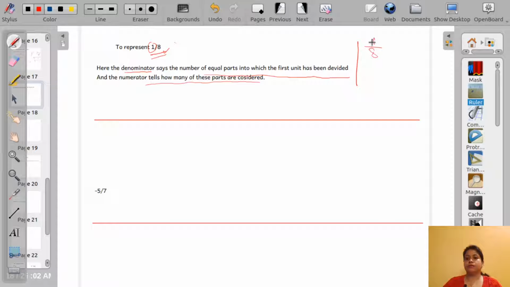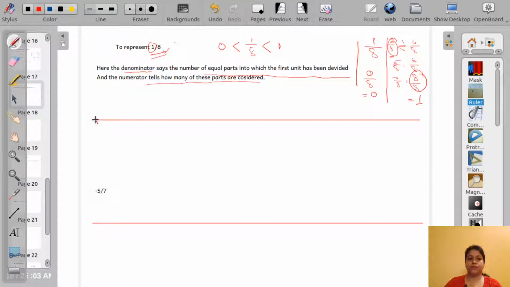So the whole number just smaller than 1 is 0. So 0 by 8 we can write as 0 only. Now the number just bigger than 1 is 2, but 2 by 8 is again a rational number. We can't convert it to a whole number. Then 3 by 8, 4 by 8, no, we can't. Then 5 by 8, no. 6 by 8 also, we can't convert to a whole number. 7 by 8, no. 8 by 8, we can write it as 1. That means this particular number 1 by 8 lies between 0 and 1.